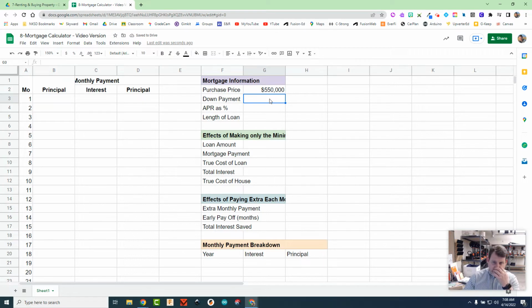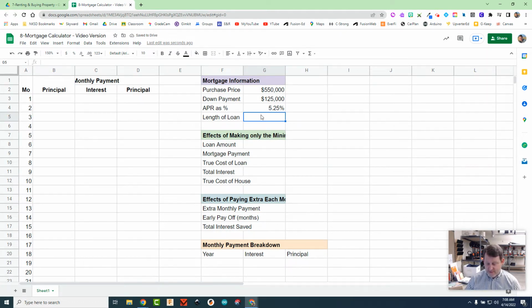And then I need to decide how much of a down payment I will put down. Well, let's just say I'm going to put down $125,000 as my down payment. Again, I'm going to format that as a number, and again, I'm going to remove those decimals because I'm not going to put down a down payment that has pennies involved in it. All right, my APR, this is going to be a percent. So I'm going to go over here and format it as a percent. And I'm going to say 5.25 and hit enter.